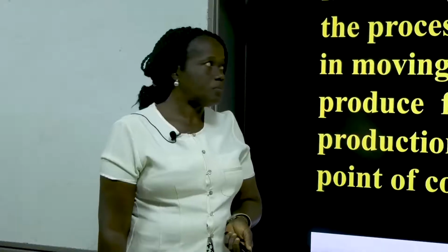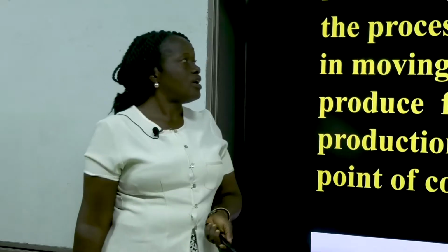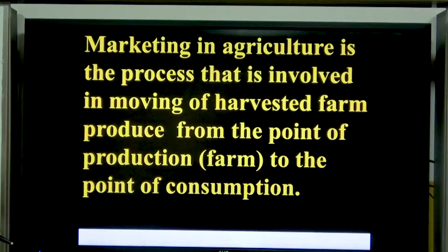Marketing in agriculture is the process that is involved in moving of harvested farm produce from the point of production, that is the farm, to the point of consumption. Either it is livestock or crops. By the time you move it from where you have produced them to the table of the consumer, marketing has taken place in agriculture.